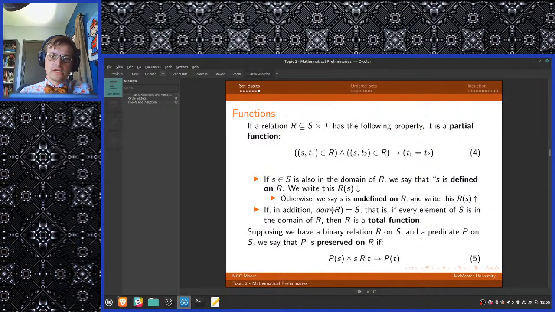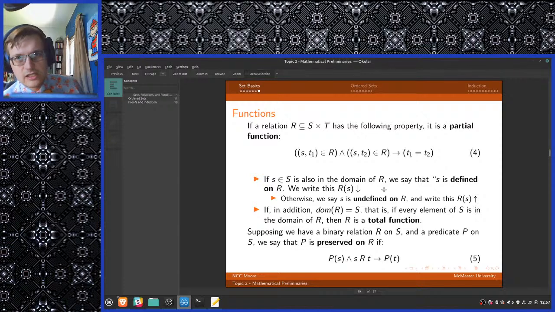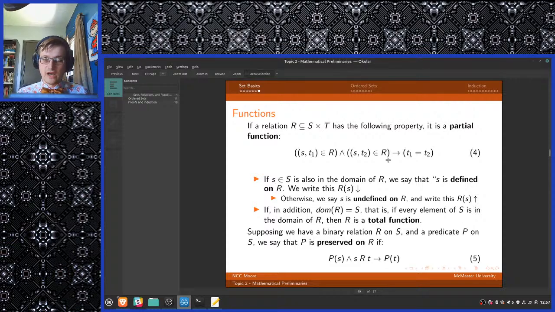If, in addition, the domain of R is equal to S, that is, if every element of S is in the domain of R, then R is a total function. So it has the secondary property of totality. Supposing that we have a binary relation R on S and a predicate P on S, we say that P is preserved on R if P of s and sRt implies P of t. So if the predicate is transferred through the relation, then we say that P is preserved on R.